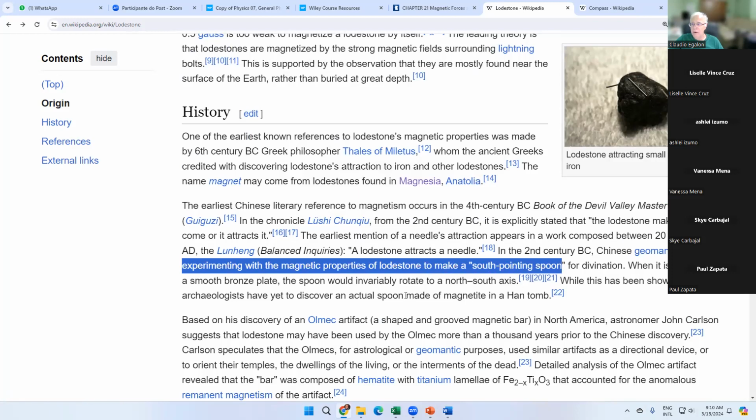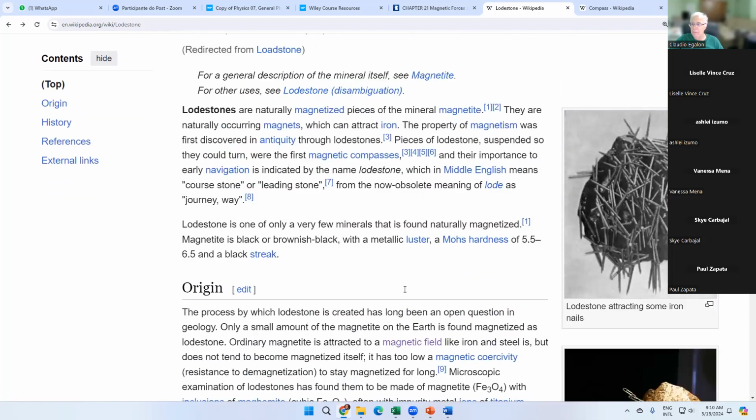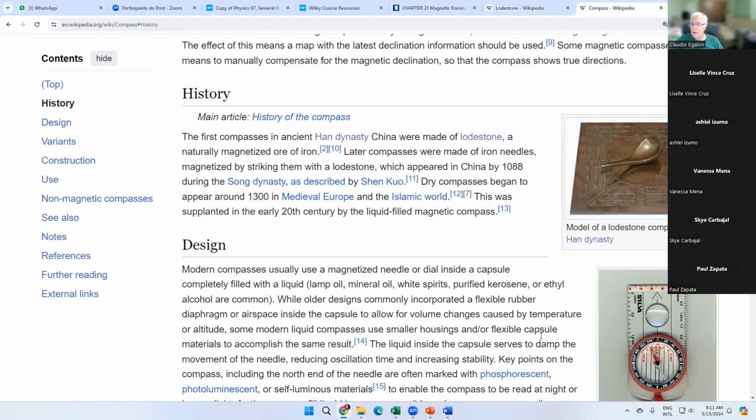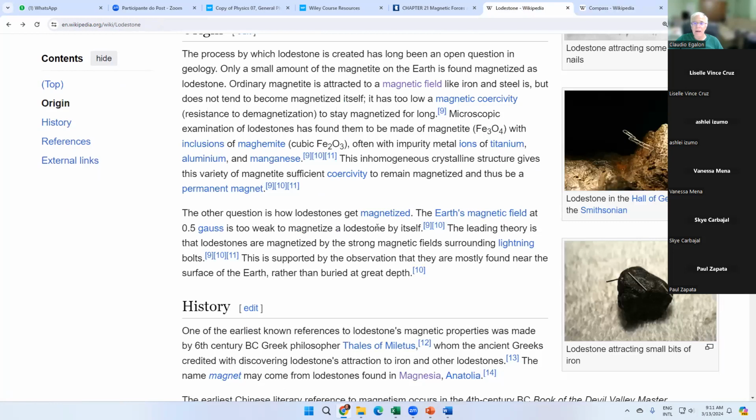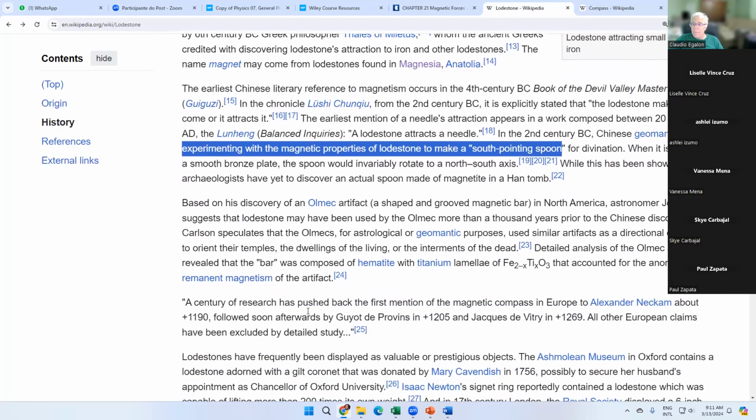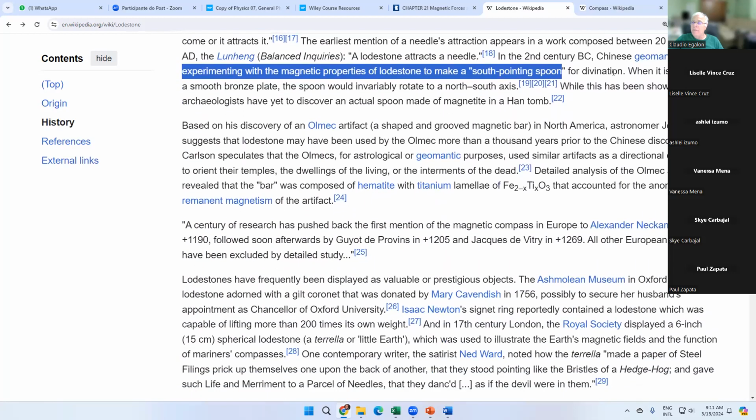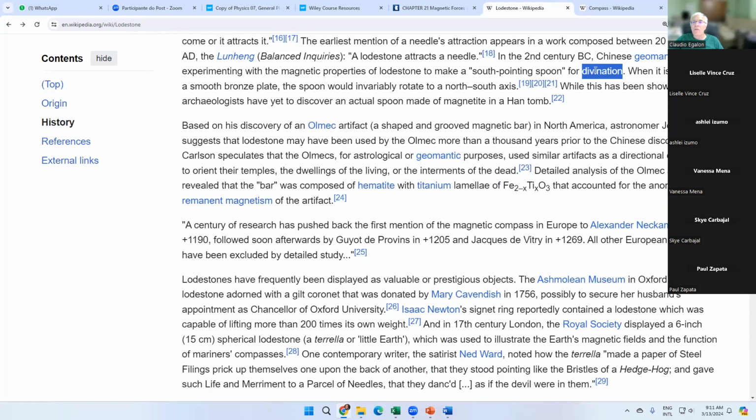Did you see that spoon there? The picture of the spoon in the previous article, right? Let's see if we have it here. Here you go. That's the little spoon they're referring to, from the Han Dynasty. South-pointing spoon for divination purposes, not for navigation purposes. Very important. Compasses started as a device used not for practical navigation applications, but just for divination.